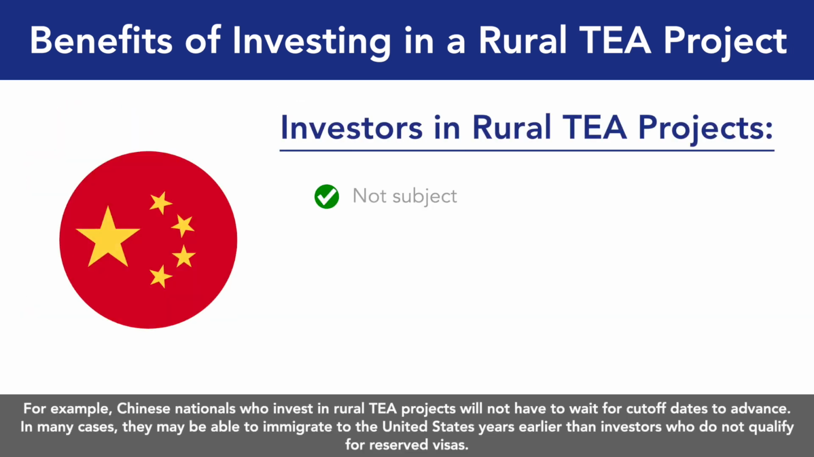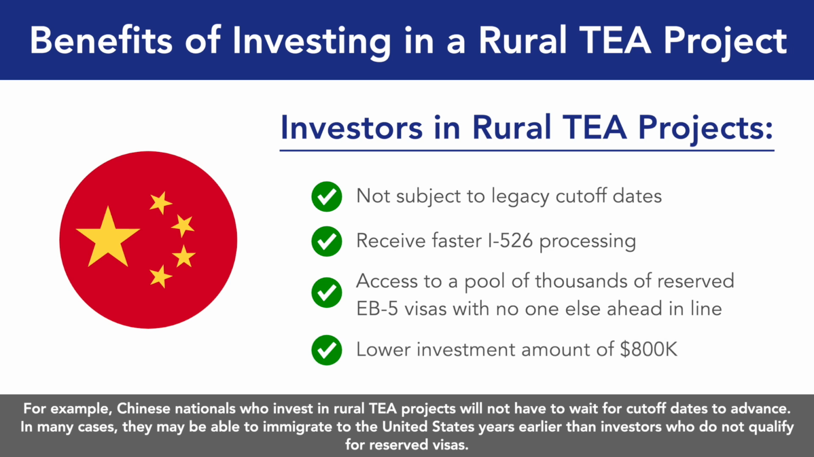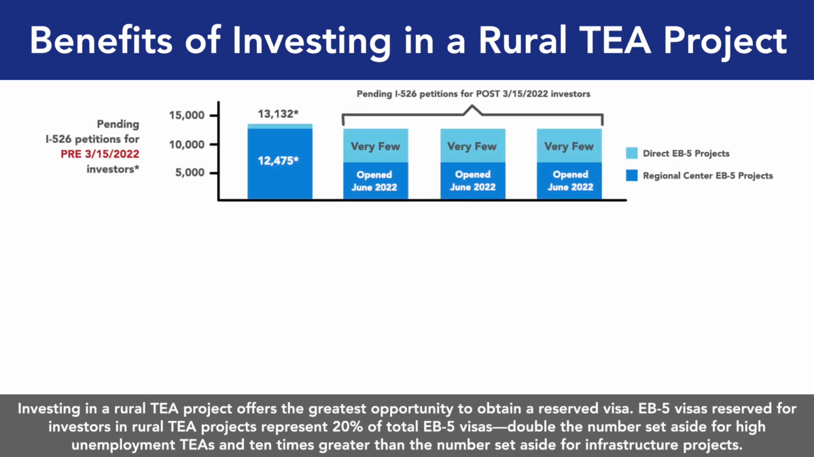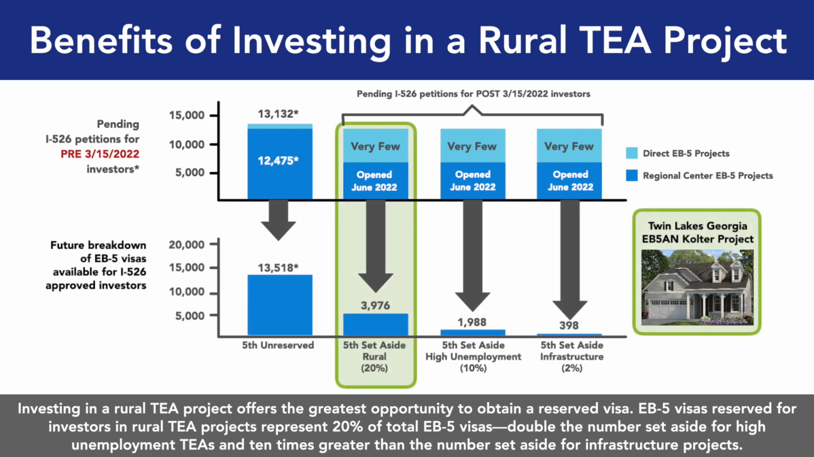For example, Chinese nationals who invest in rural TEA projects will not have to wait for cutoff dates to advance. In many cases, they may be able to immigrate to the United States years earlier than investors who do not qualify for reserved visas. Investing in a rural TEA project offers the greatest opportunity to obtain a reserved visa.